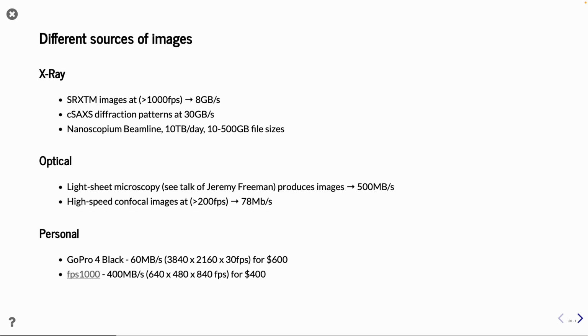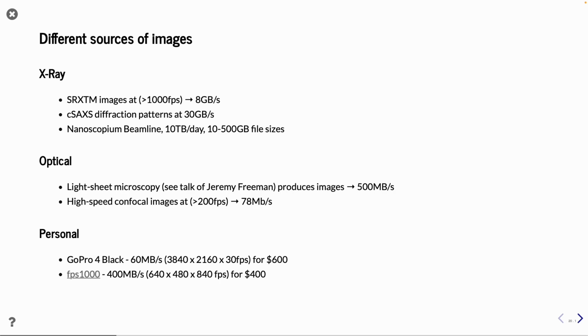So it's really a large amount of data, and also the files. A file which is 500 gigabytes, you can't even get it into your computer, so you need to read it in pieces. And then we have optical systems, where on one side you do just normal microscopy, and you can do light sheet microscopy at 500 megabytes per second, or confocal images at 78 megabytes per second. And then you have the personal equipment.